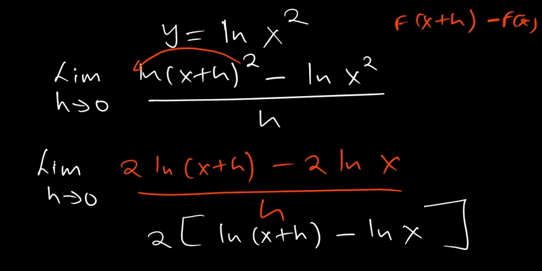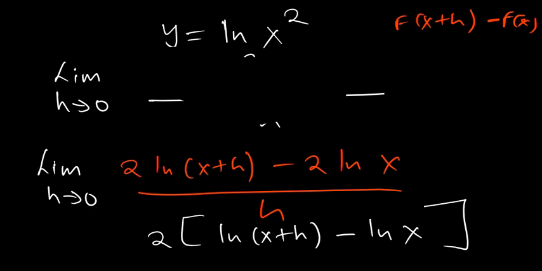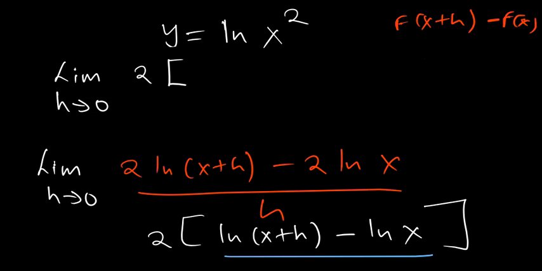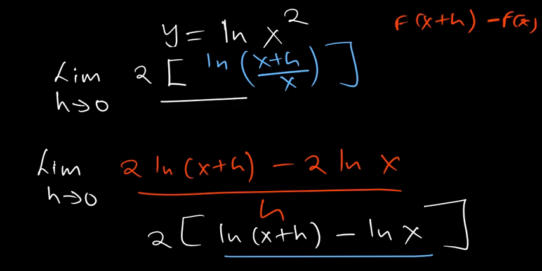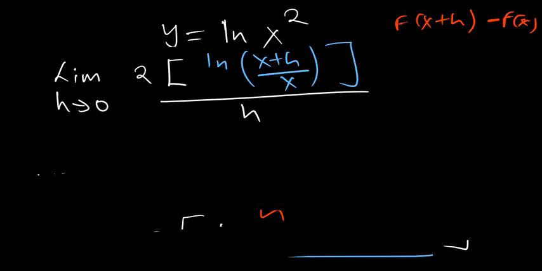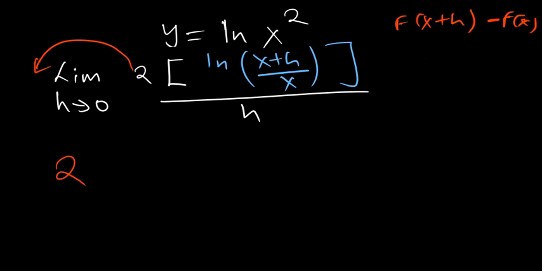So you have 2, and now you know that what you have in the brackets there, the same method can apply. So you have the natural log of x plus h, now divided by x, right? And then over your h. So you see that everything can stand out, because you can pull the 2 and everything remains as it was in the first question.